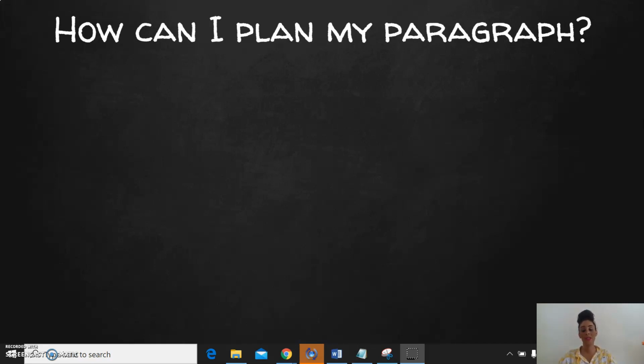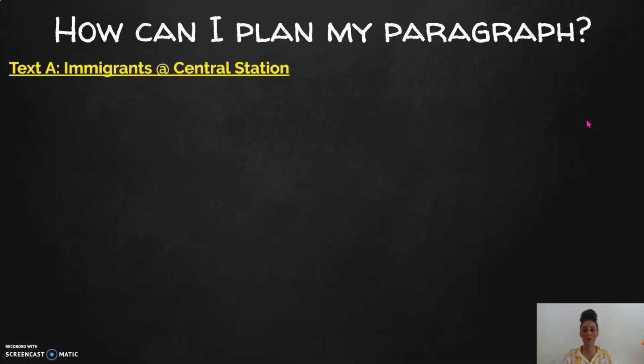All right, and we're going to use the text that we have been looking at in class as examples. Before you start to dive into finding evidence and looking for authorial choices, we need to come back a couple of steps and figure out a number of things first. I'm going to use the texts we have been looking at in class, Immigrants at Central Station and also Born a Crime, to showcase this step-by-step process.